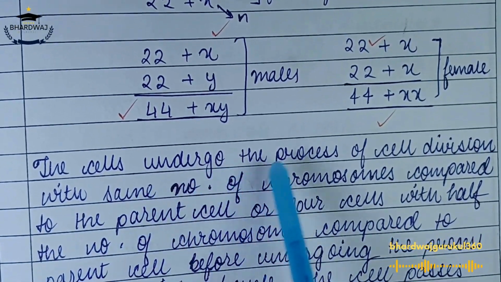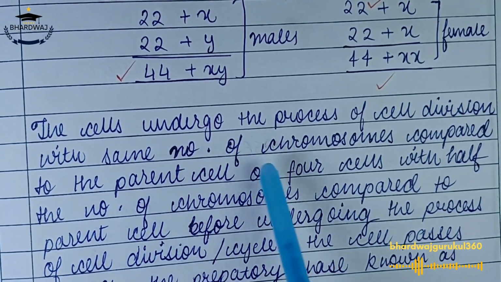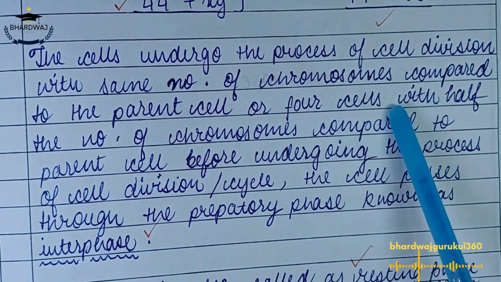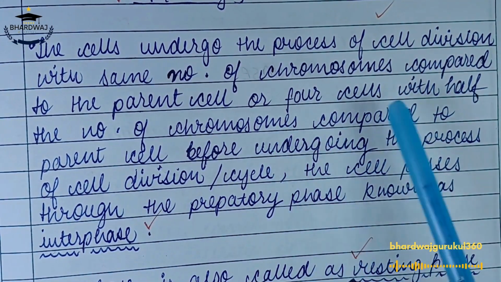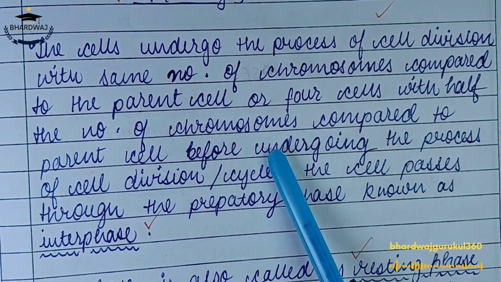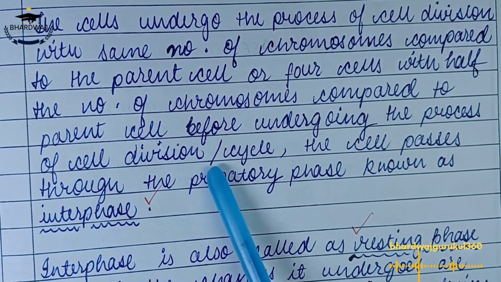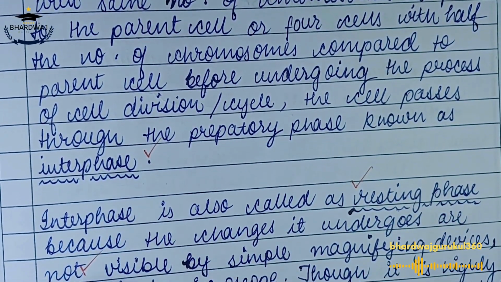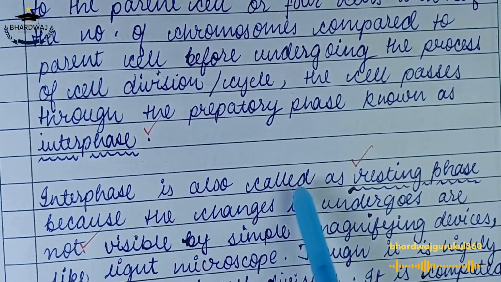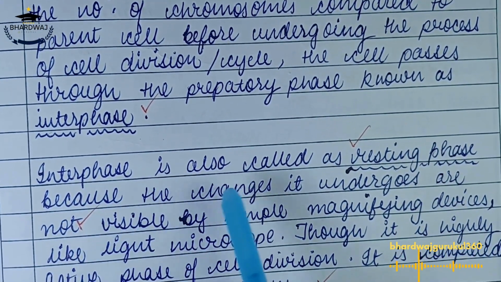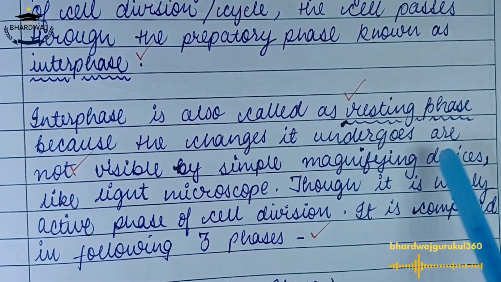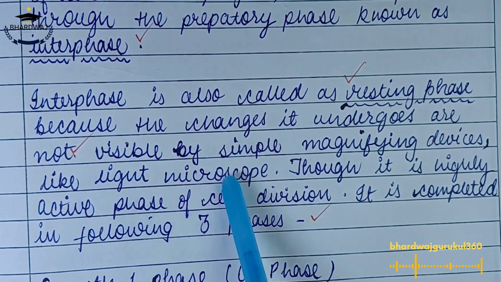The cell undergoes the process of cell division with the same number of chromosomes as compared to the parent cell, or 4 cells with half the number of chromosomes compared to the parent cell. Before undergoing the process of cell cycle, the cell passes through the preparatory phase known as the interphase. Interphase is also called the resting phase because the changes the cell undergoes are not visible by simple magnifying devices like the light microscope.